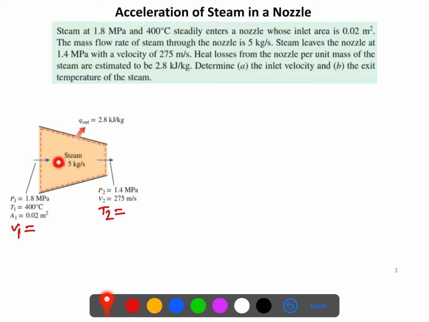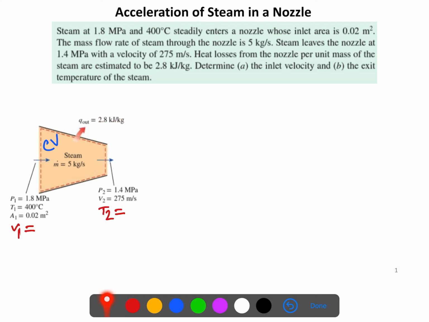What we know is the mass flow rate of the steam. Steam is entering this nozzle this way and exiting this way, so we have one inlet and one outlet. And the heat transfer, you can see, is 2.8 kilojoule per kg, going out through this dotted line. We assume this nozzle is a control volume, CV. You can see this dotted line. The energy is transferring from the system to the surroundings. It is 2.8.